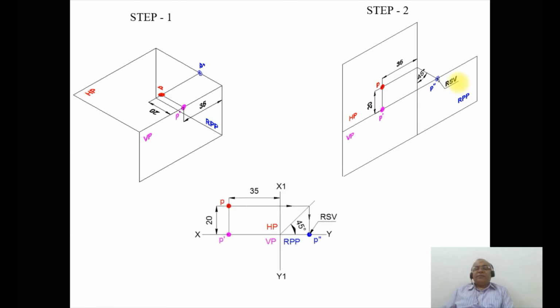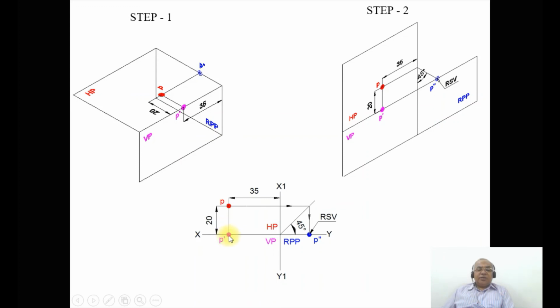So when you are trying to take it from the orthographic projection, first we will draw the XY line and the X1 Y1 line, which is a little bit thicker than the projector line. Then first identify the plane. Since it is in the third quadrant, HP will be above, the vertical plane will be below, and RPP will also be below. And we know the distance with respect to the profile plane, which is X1 Y1, which is 35 mm. From the X1 Y1 line, you measure 35 mm and draw a vertical projector, which should be a thin line.